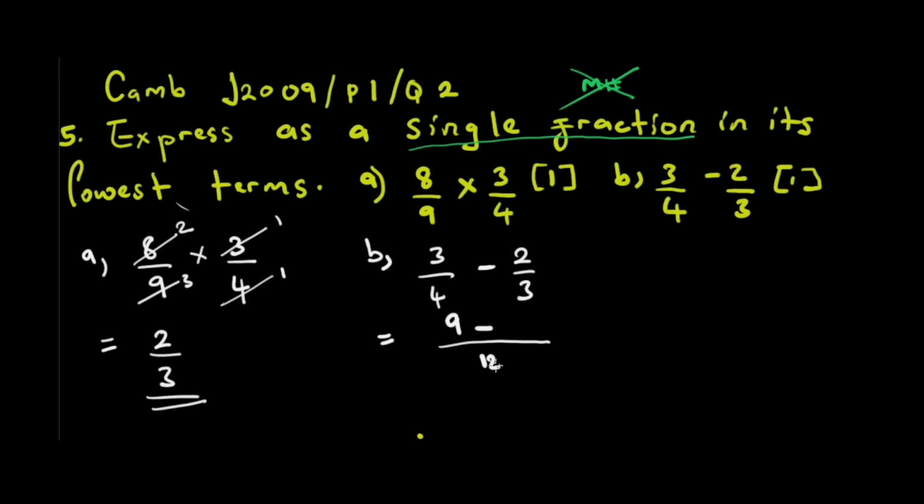Minus 3 into 12 is 4. 4 times 2 is 8. Our answer comes squarely as 1 over 12, because 9 minus 8, of course, is 1.